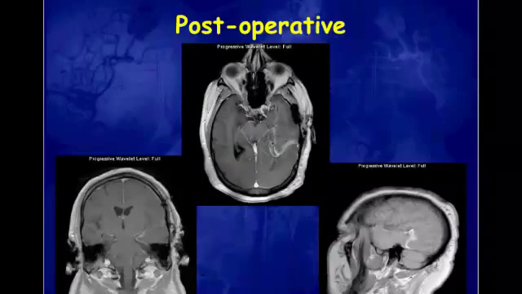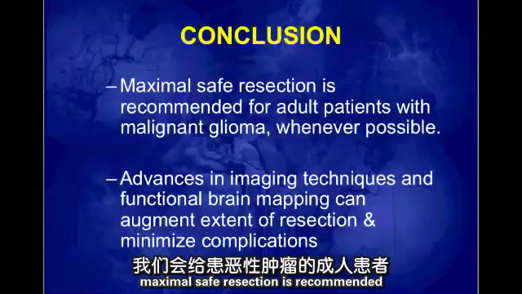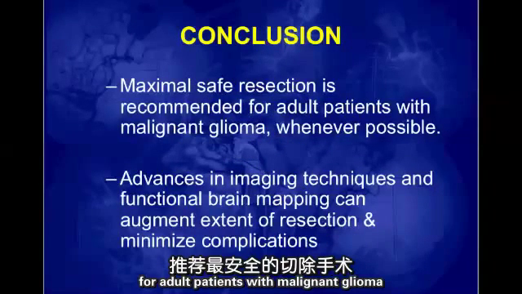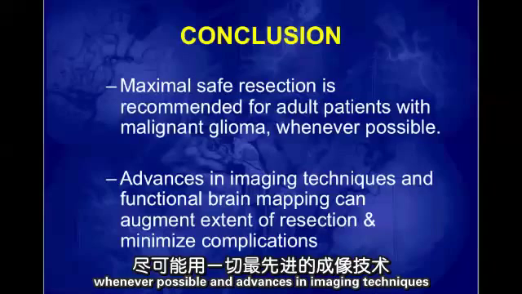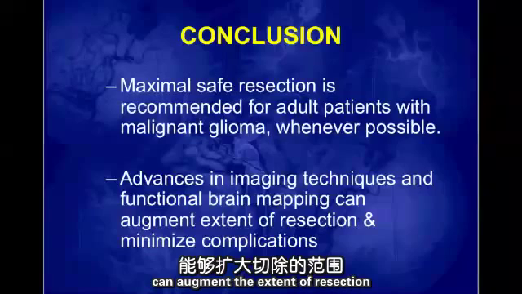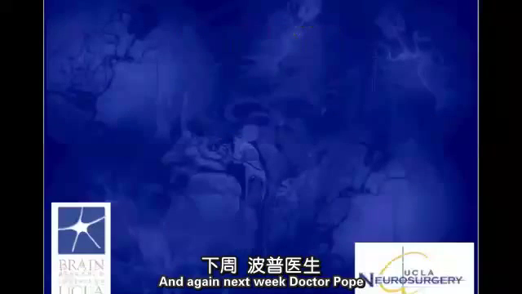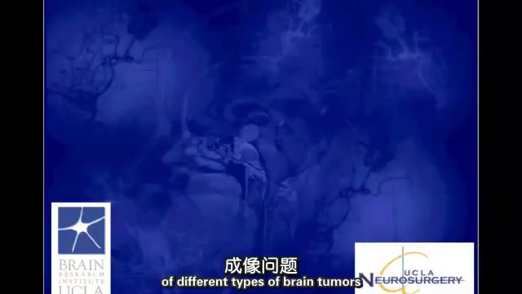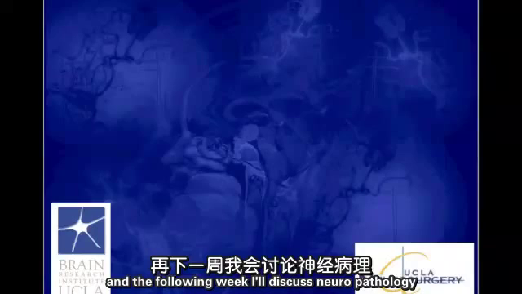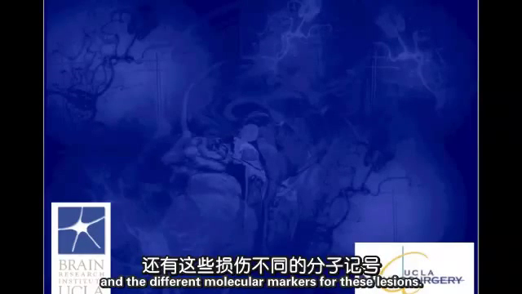So in conclusion, maximal safe resection is recommended for adult patients with malignant glioma whenever possible, and advances in imaging techniques and functional brain mapping can augment the extent of resection and minimize complications. And again, next week, Dr. Pope will talk more about the imaging of different types of brain tumors, and the following week we'll discuss neuropathology and the different molecular markers for these lesions.